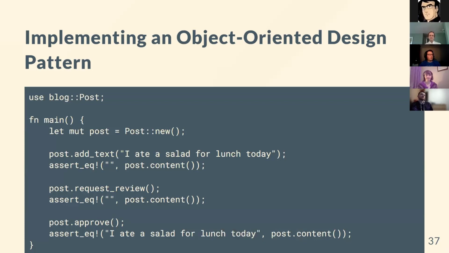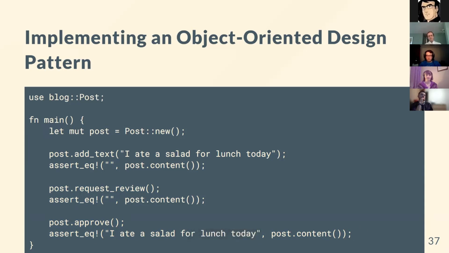So here's some example usage of the API for our post object. So you can imagine it's internally utilizing these state objects on each method call. So just thinking about that workflow we mentioned on the previous slide, we want to create a new draft post. We want to be able to add text to it, but crucially, it's still a draft, so we can't publish any content. We want to be able to request a review. Again, we still can't publish any content. Finally, we approve a post, we can publish content.